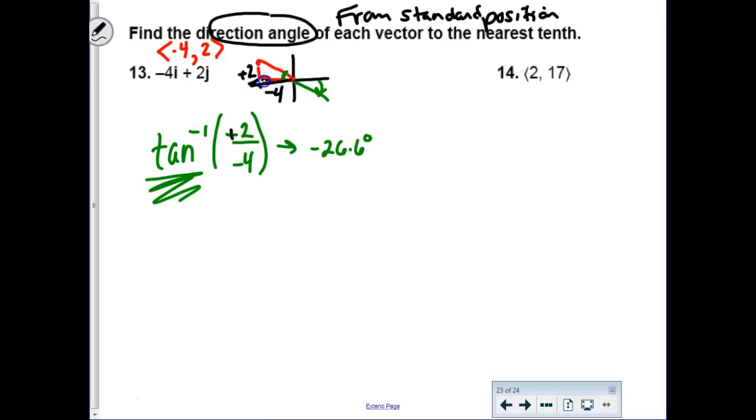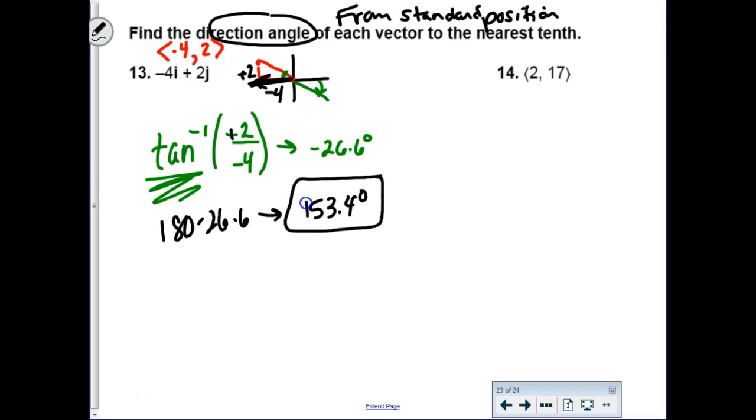This guy all the way over here is 180, right? If I went all the way to the axis. So we just need to back it up 26.6 degrees. Did I have the right angle? 26.6, yeah. So 180 minus 26.6 will give you 153.4. That's the directional angle for that vector from standard position. Don't get weird and creative and start doing north of west stuff. Just call it 153.4 and be done.